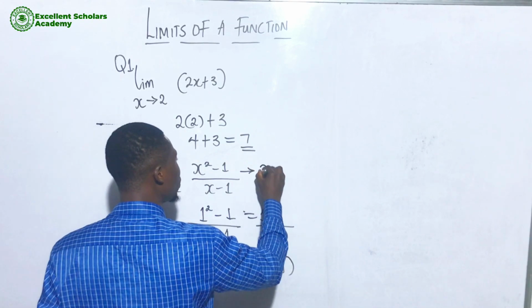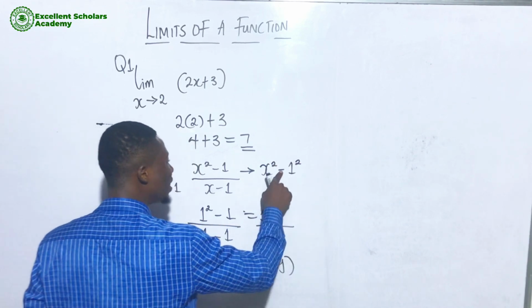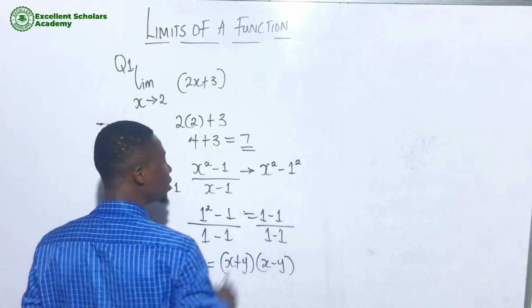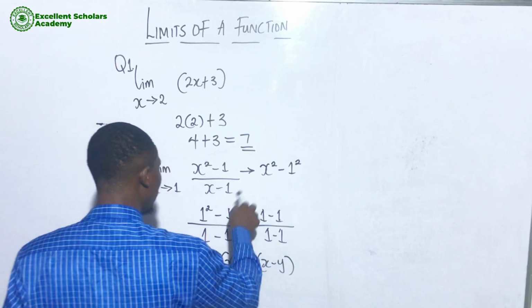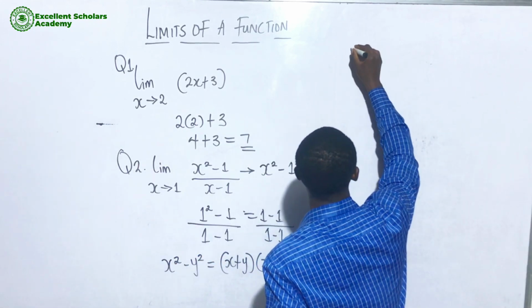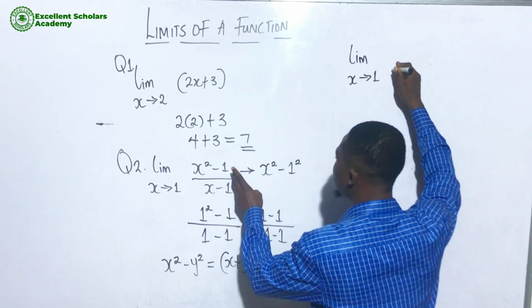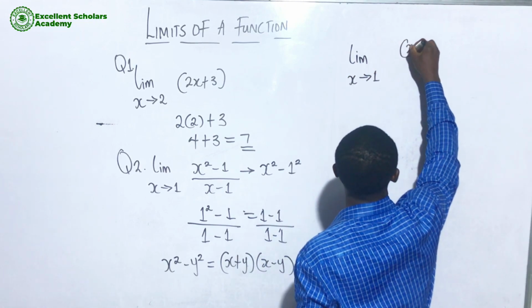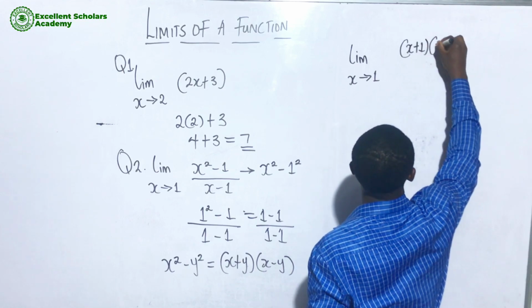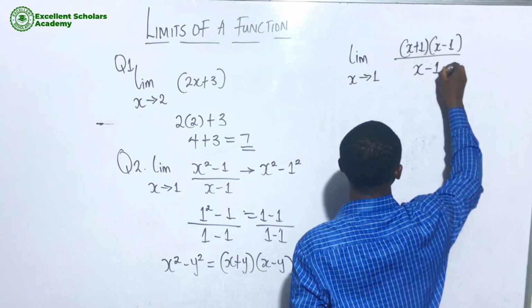What do I mean by difference of two squares? This can also be written like this. This is a difference of two squares. So this can be factorized into this. So meaning that the limit as x tends to 1 of this can now be factorized into x plus 1, x minus 1 over x minus 1.